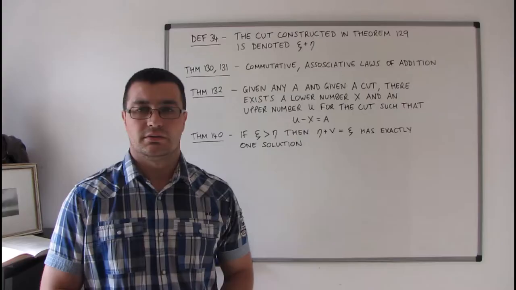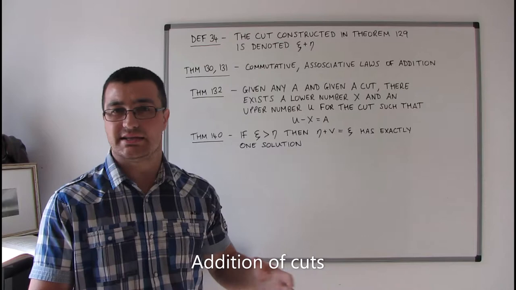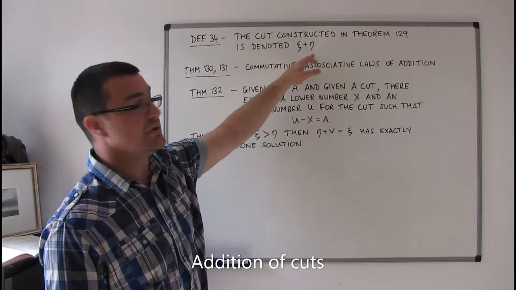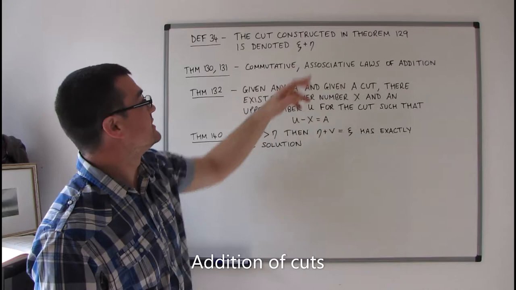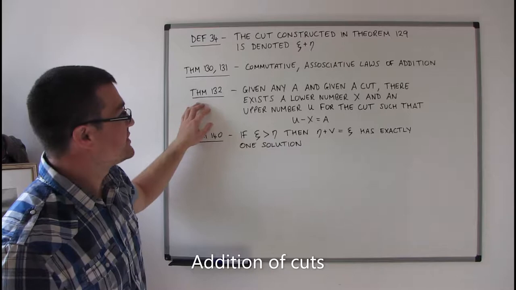Okay, so continuing on with addition of cuts, we started with a set and we showed that it actually turned out to be a cut. Well, this cut that we've just constructed as part of theorem 129, we denote by xi plus eta. So the sum of these two cuts, xi and eta. Theorems 130 and 131 just go through the commutative and associative laws of addition of cuts. Theorem 132 is a theorem that's used a couple of times.